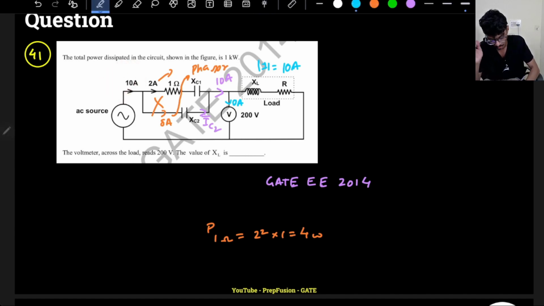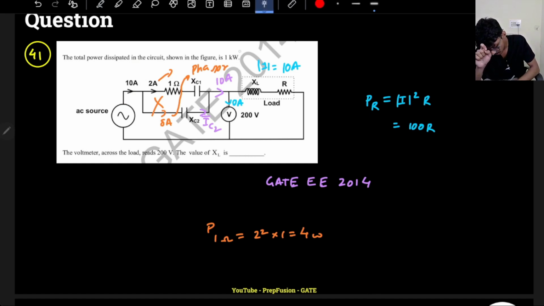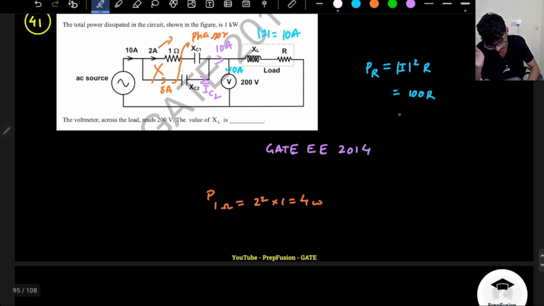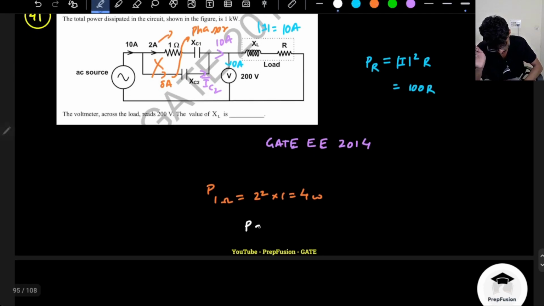So what is the power delivered in this resistor R? It is I RMS whole square into R. The magnitude of I is 10, so it will be 100 R. They have told me the total power delivered is 1 kilowatt. There are no other elements except these two resistors which can consume power, because only resistance can consume active power. So the overall power will be 4 plus 100 R.